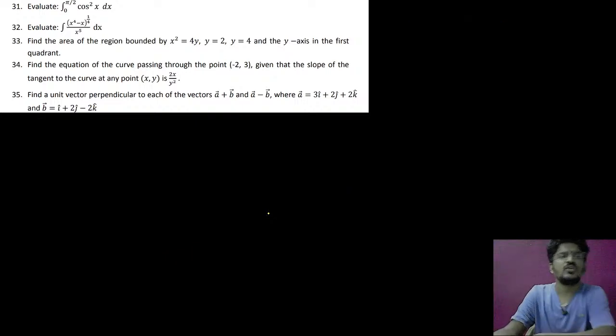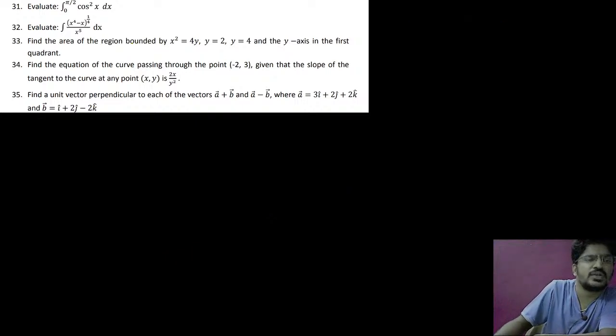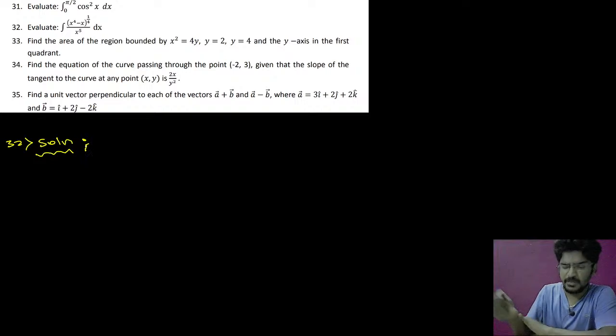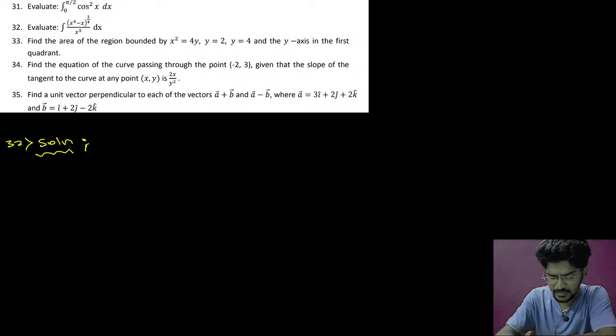We can quickly go for problem number 32. So I think problem number 32 is repeated from the previous question paper.